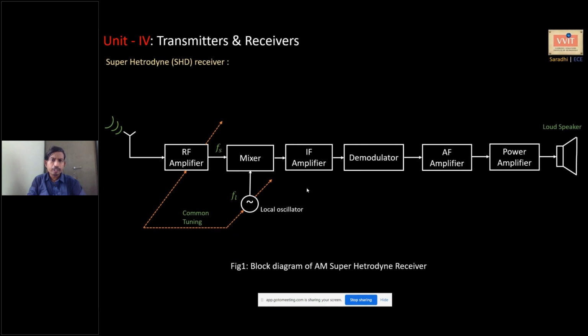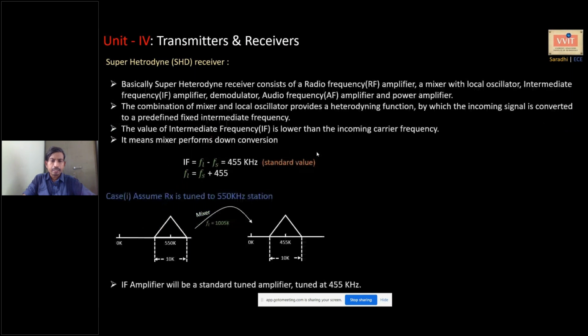And now it is easy to maintain this IF amplifier, because this is also a tuned amplifier only. Here we call it the RF amplifier, here we call it the intermediate frequency amplifier. Now we can design this IF amplifier very easily because we need a tuned amplifier whose Q value is constant, because the bandwidth is fixed at 10 kilohertz for speech communication, and the center frequency is also fixed at the output of the mixer, 455 kilohertz.